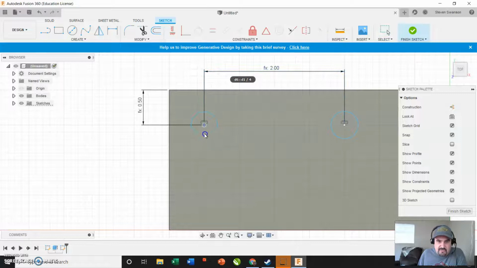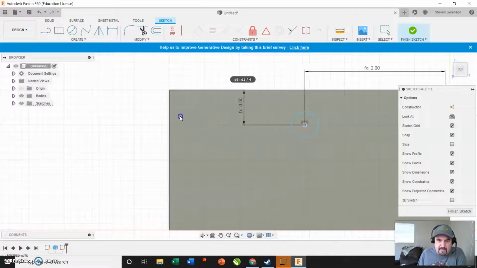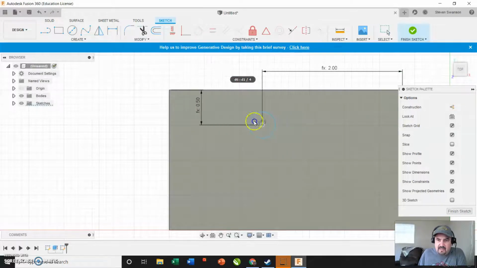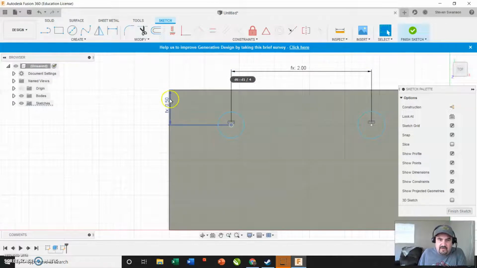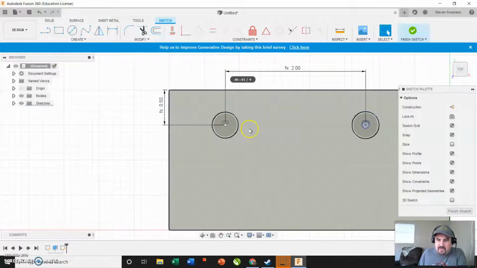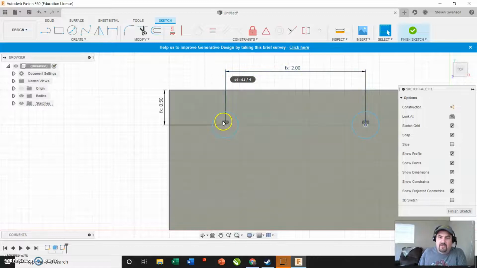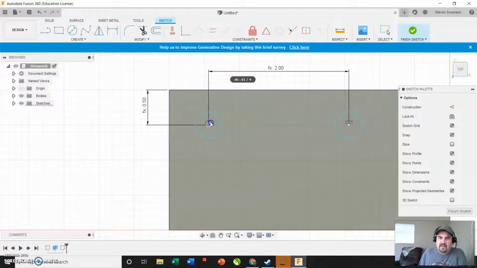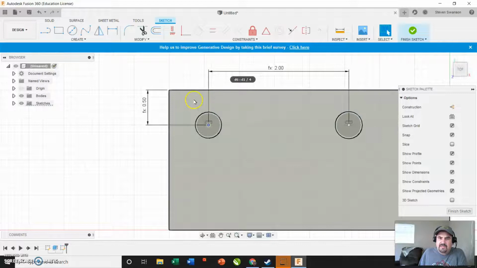So watch this. I'm going to drag them around. Oh, I can't move them up and down. It's not letting me. And do you know why? Because I already said how far away it has to be. I can't move this one closer to that one. Why? Because I said how far apart they are. But they do move left and right. Why? I never said where they had to be this way.